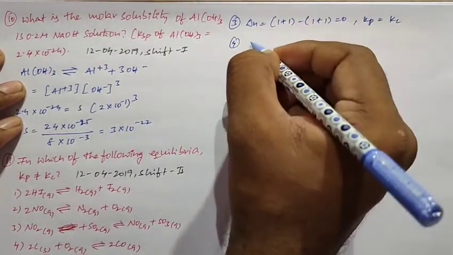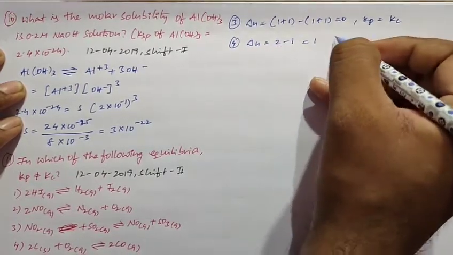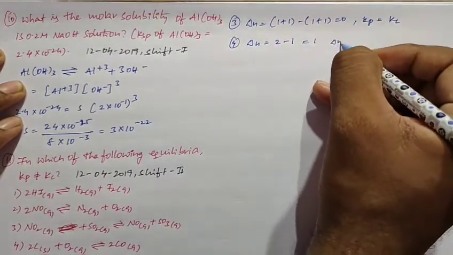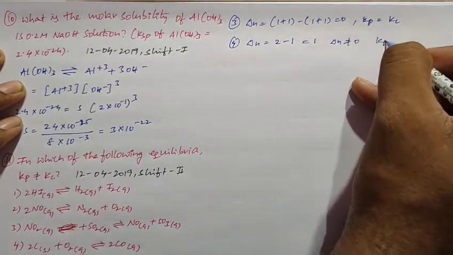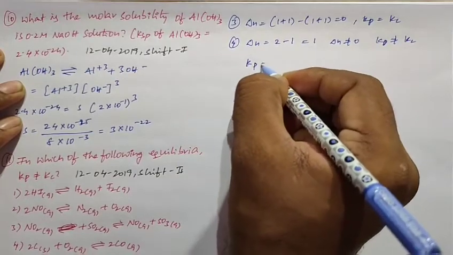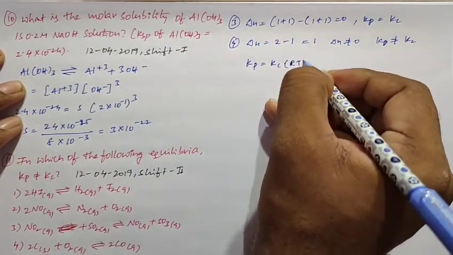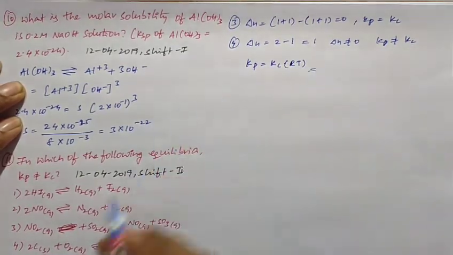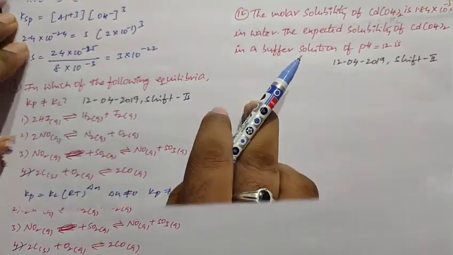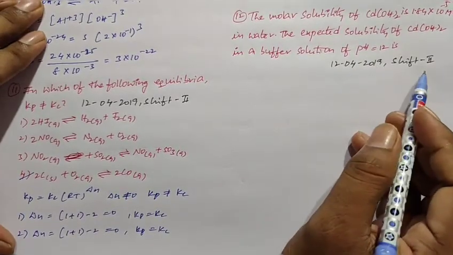If you check the fourth option, delta n is equal to 2 minus 1, which is equal to 1. Here delta n is not equal to 0, then Kp is not equal to Kc. Then the relation between Kp and Kc is Kp is equal to Kc into RT power 1. So the fourth option is the right answer. So this is the next problem. This problem is given in the 12th April 2019 shift 2 paper.